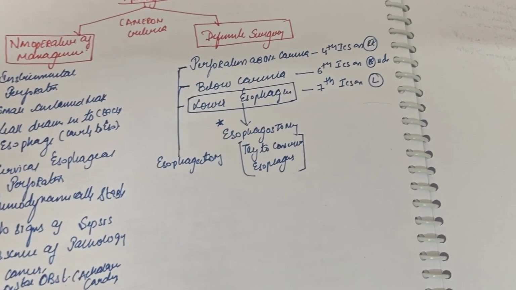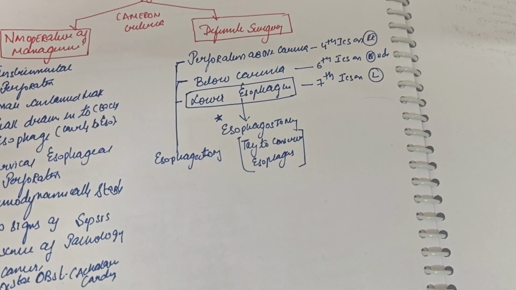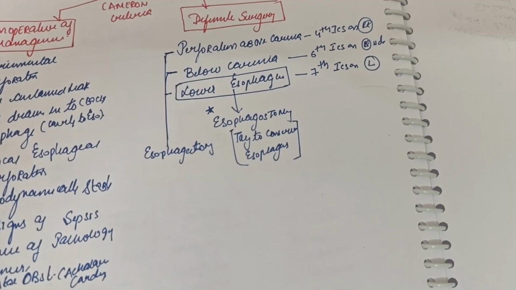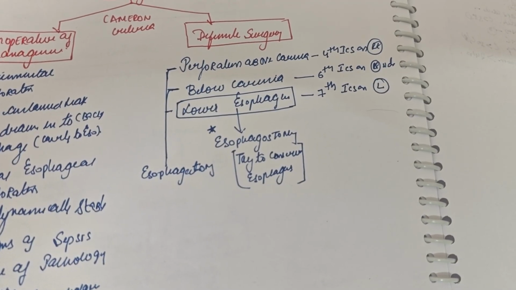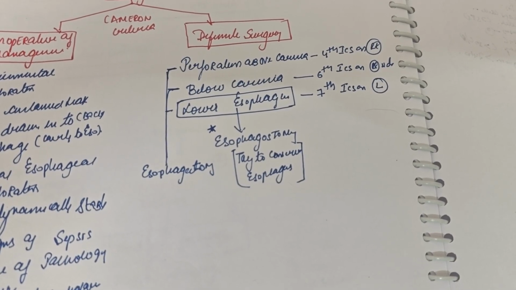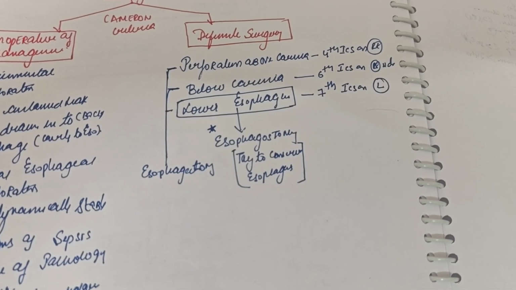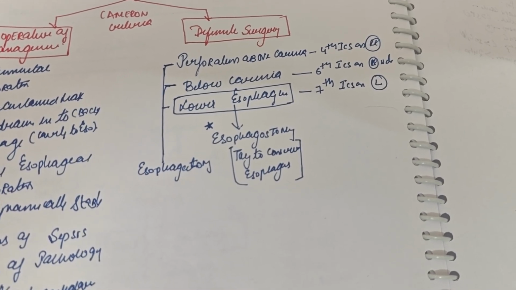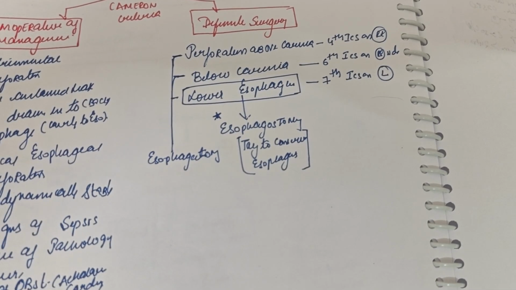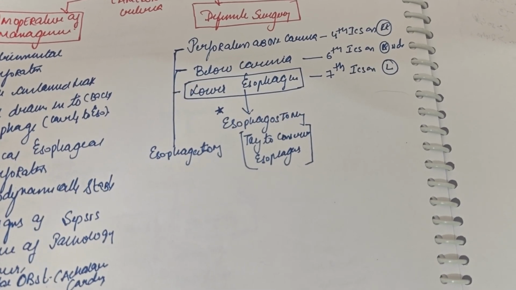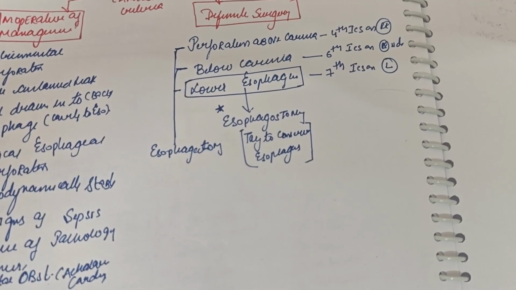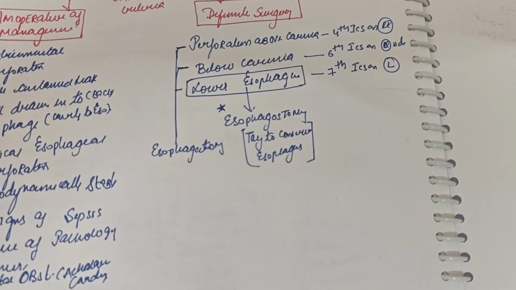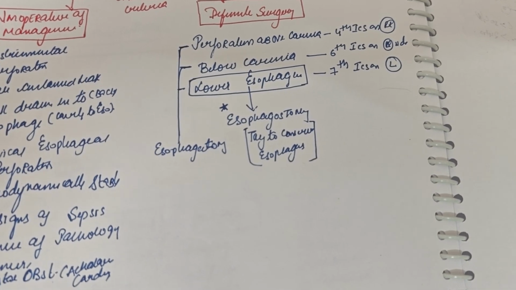If the perforation is above the carina or below the carina, or a perforation in the lower esophagus. Now, for a perforation above the carina, remember the fourth intercostal space on the right side, and below the carina, the sixth intercostal space on the right side. What you do is an esophagectomy. In the lower esophagus, in the seventh intercostal space on the left side, you do an esophagostomy.